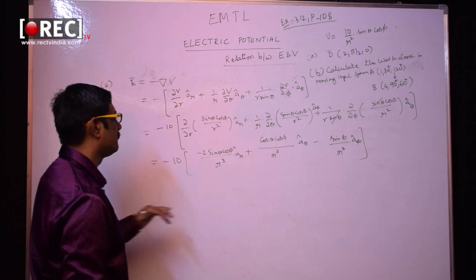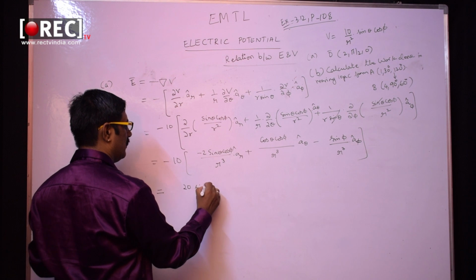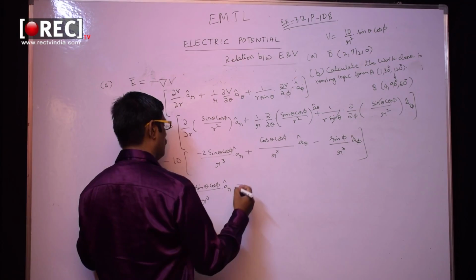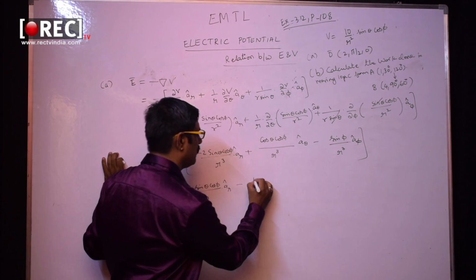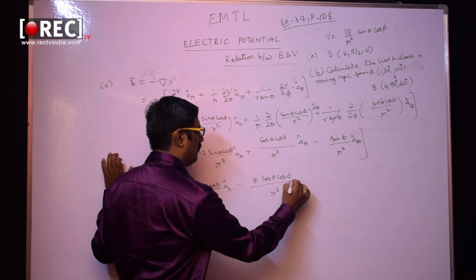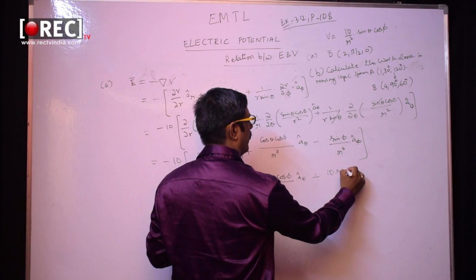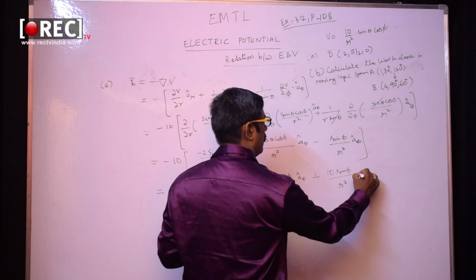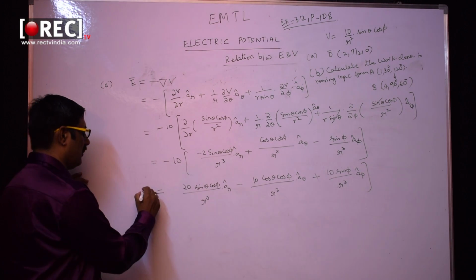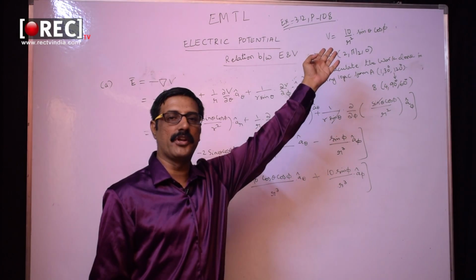Okay, so if I multiply this with 10, you are now having 20 sin theta cos phi by r cube into ar cap, minus 10 cos theta cos phi by r cube into a theta cap, plus 10 sin phi by r cube into a phi cap. Okay, now this is the expression for E bar, and it is the general expression irrespective of whatever may be the R for the given potential field V.